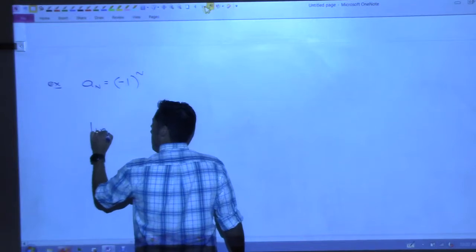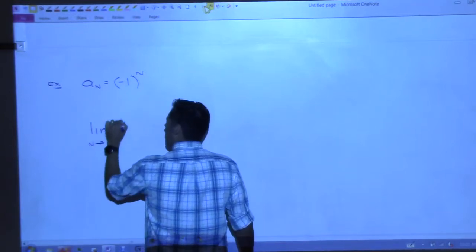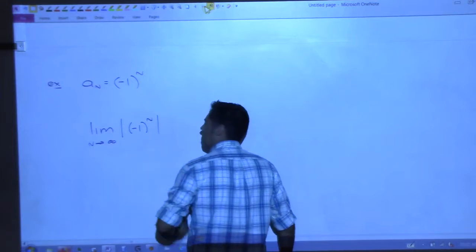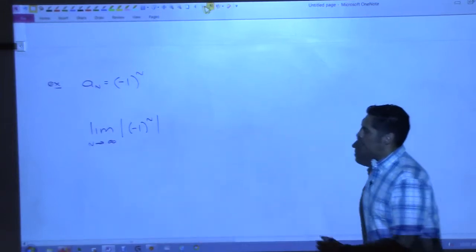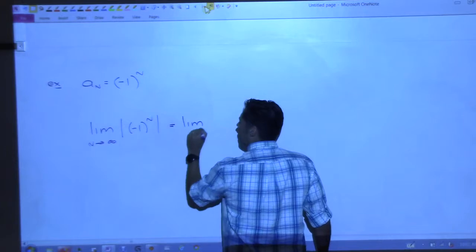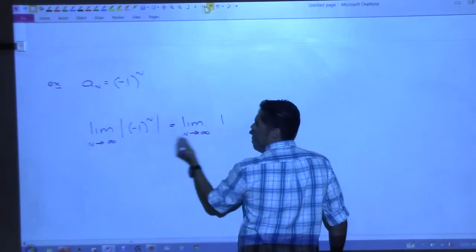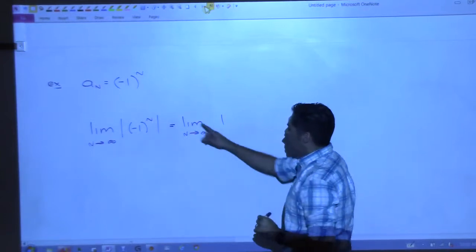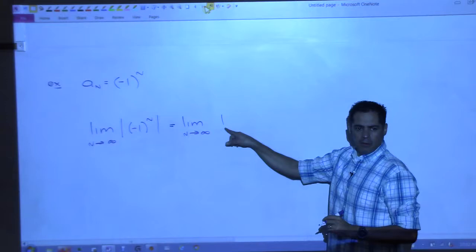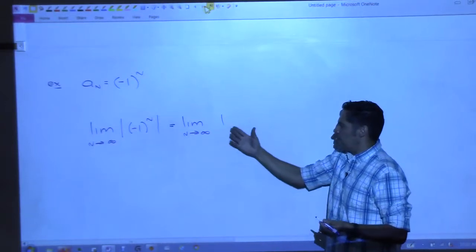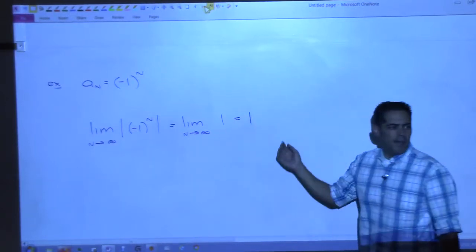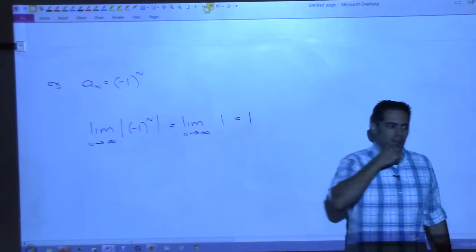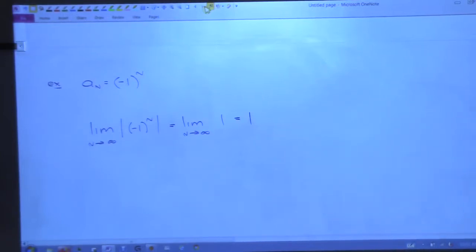Let's take the limit as n goes to infinity of the absolute value of this. Well, that's the same as the limit as n goes to infinity of 1, because 1 or -1, when I take the absolute value, I get 1. So what is the limit as n goes to infinity of 1? n's not in here, so that's just 1. So what does that mean? Does it converge to 1 then? We said it diverged. Wait a minute. This theorem is junk, no? What's going on?